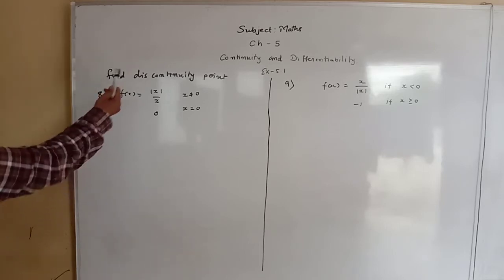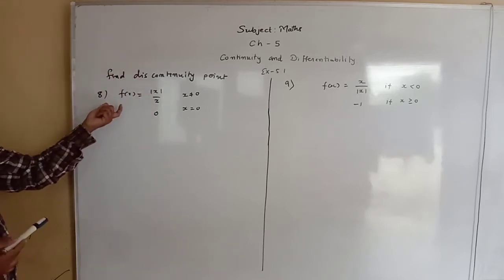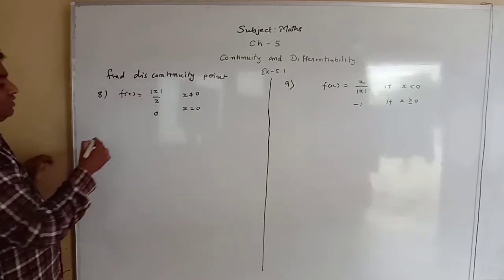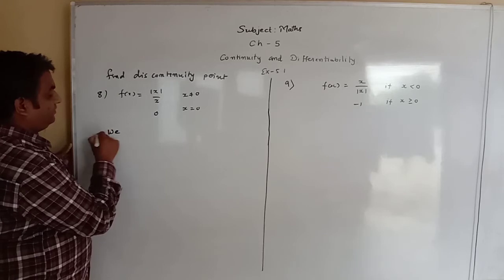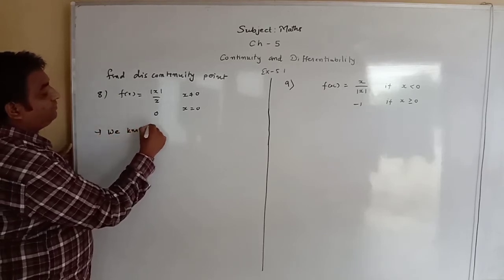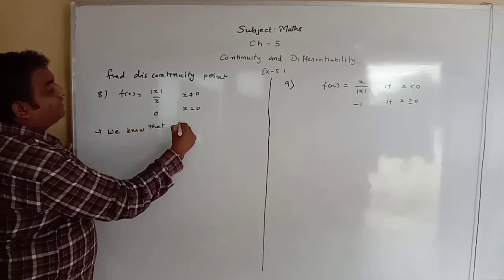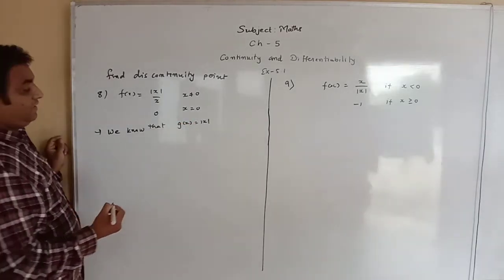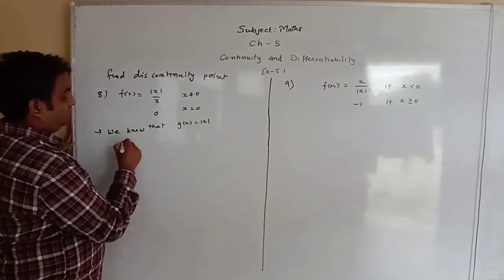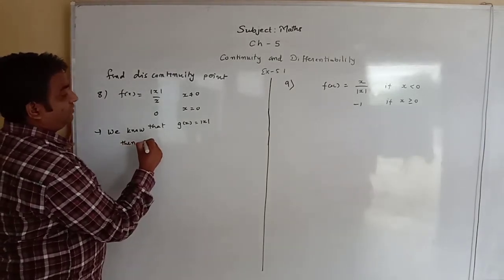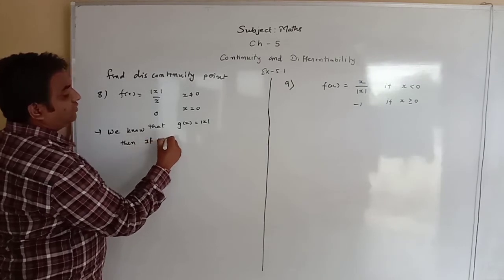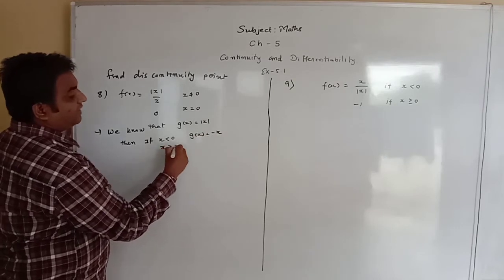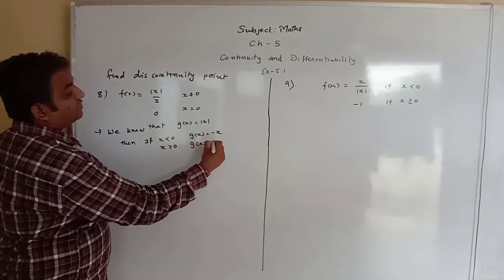Now question 8: find the discontinuity point for f(x) = |x|/x, where x is not equal to 0. So we know that if g(x) = |x|, then g(x) = -x if x is less than 0, and g(x) = +x if x is greater than 0.